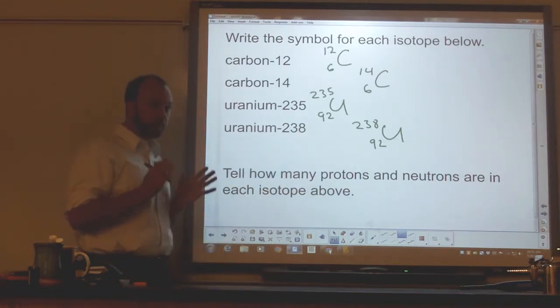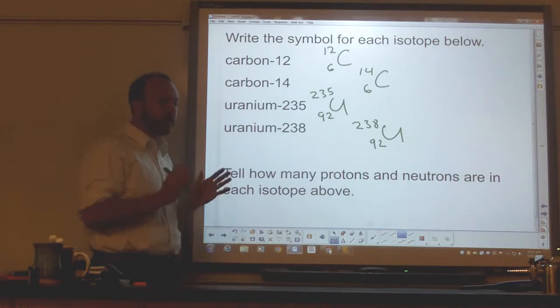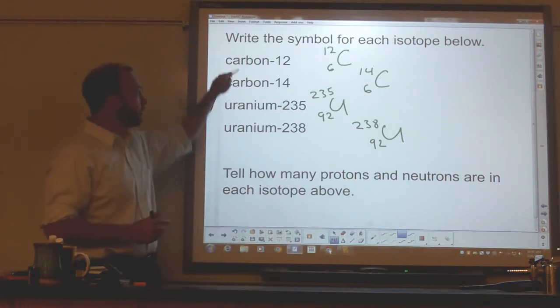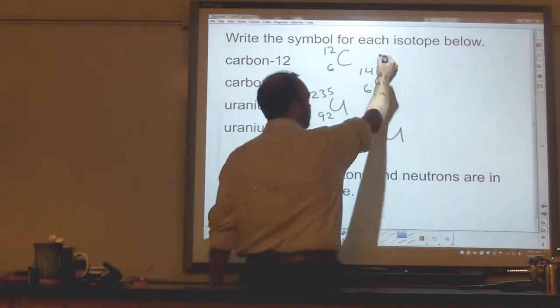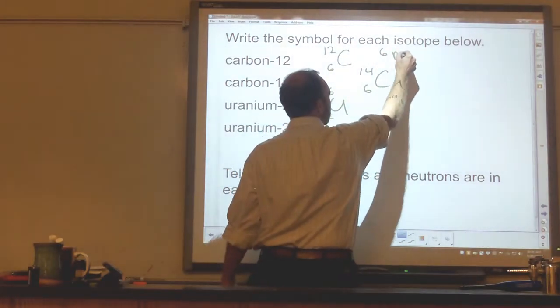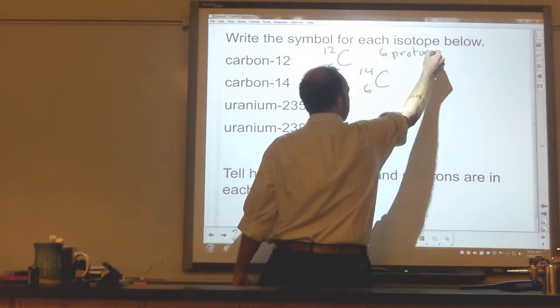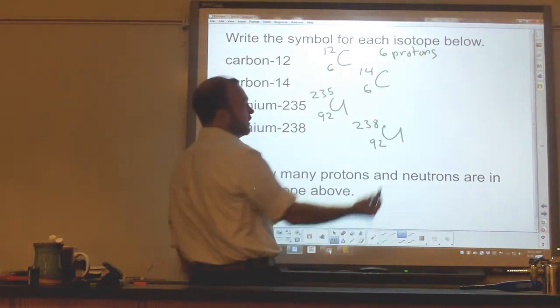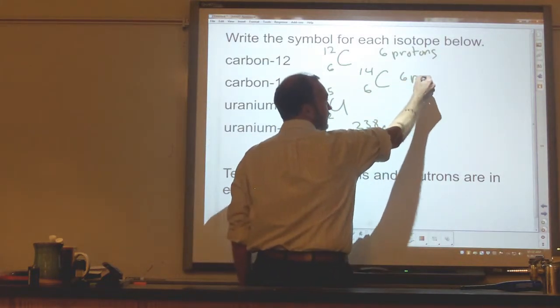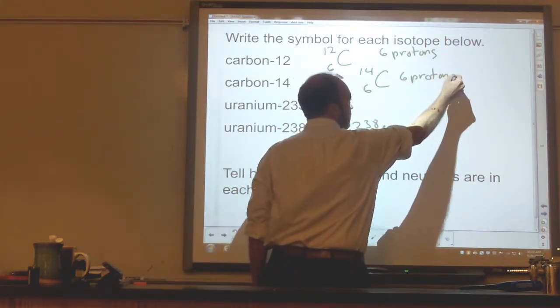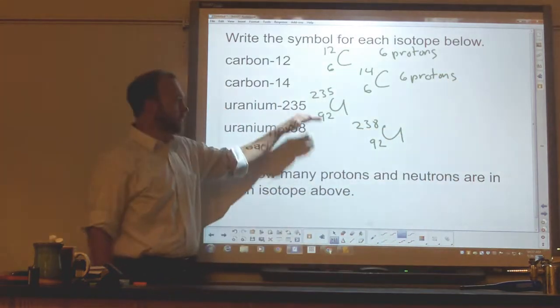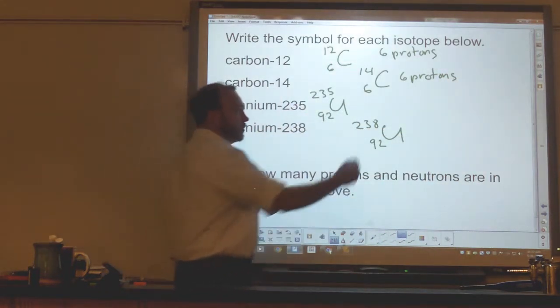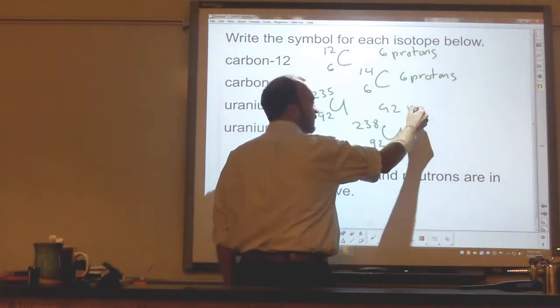Well, the number of protons is really easy. Remember, the atomic number tells us the number of protons. Carbon has an atomic number of 6, so it has 6 protons. This is still carbon. It still has an atomic number of 6. It still has 6 protons. Uranium has an atomic number of 92, so both of these have 92 protons.